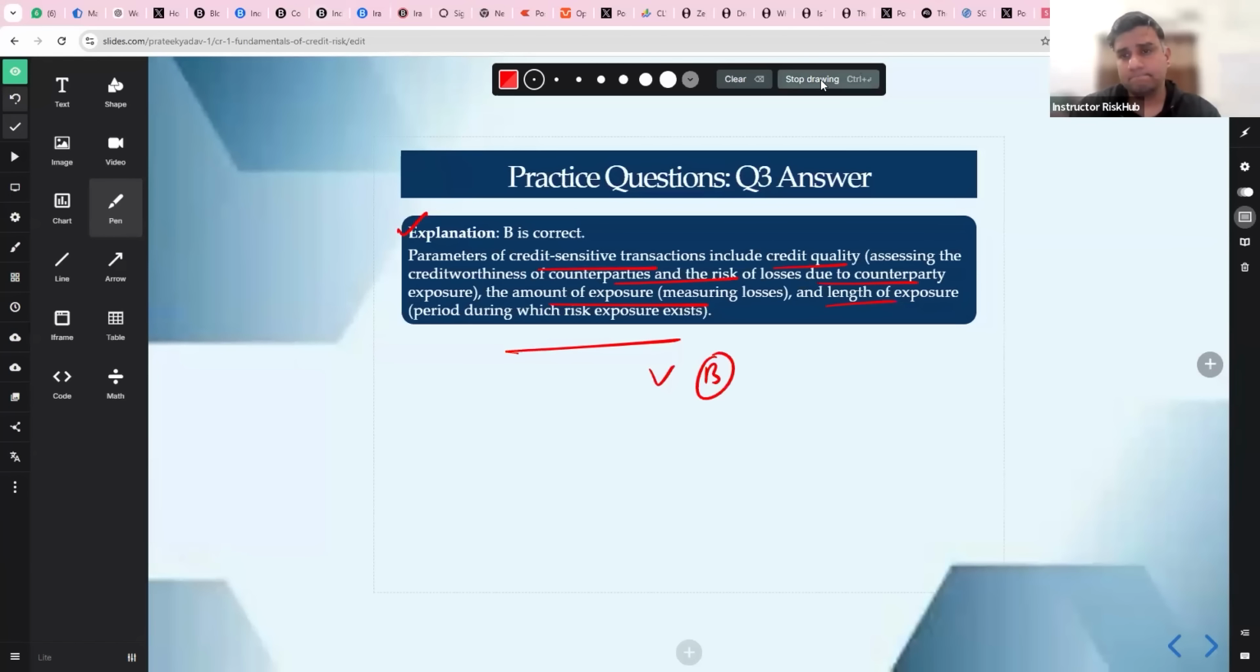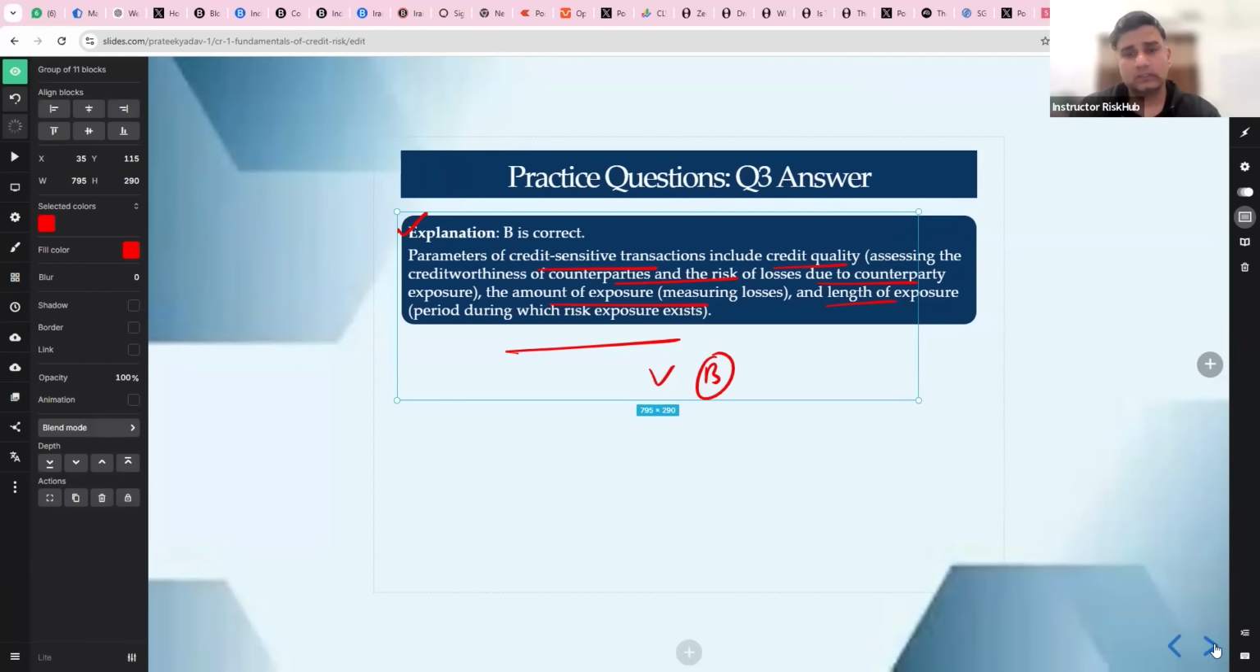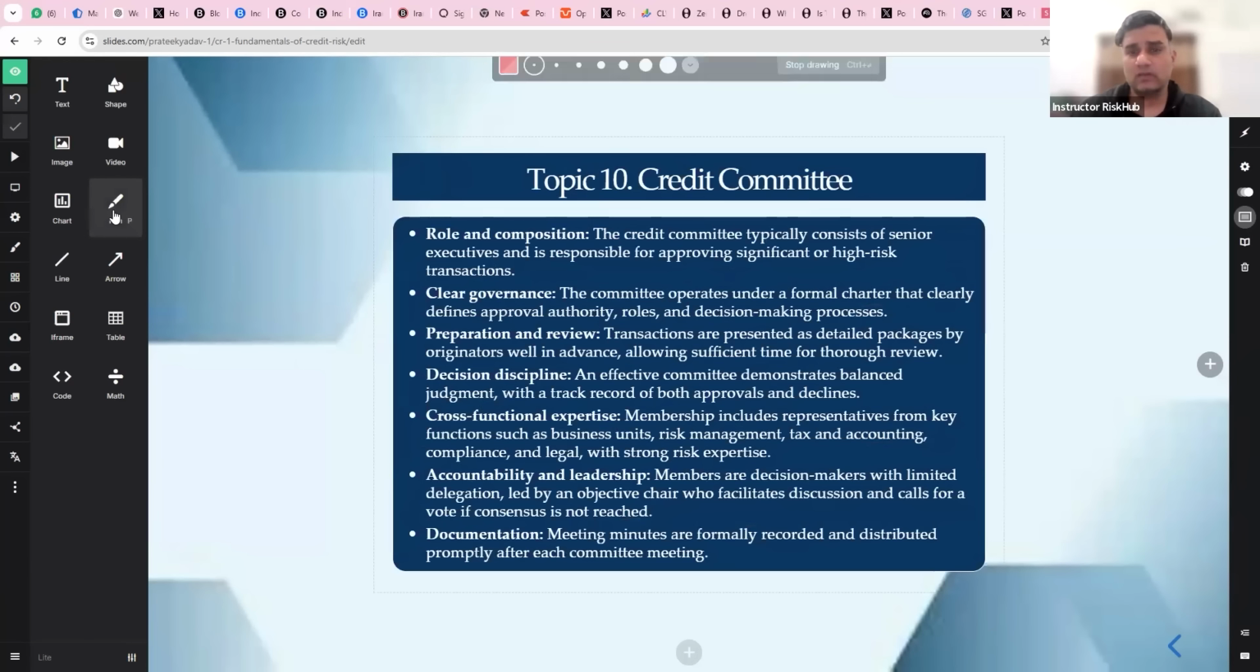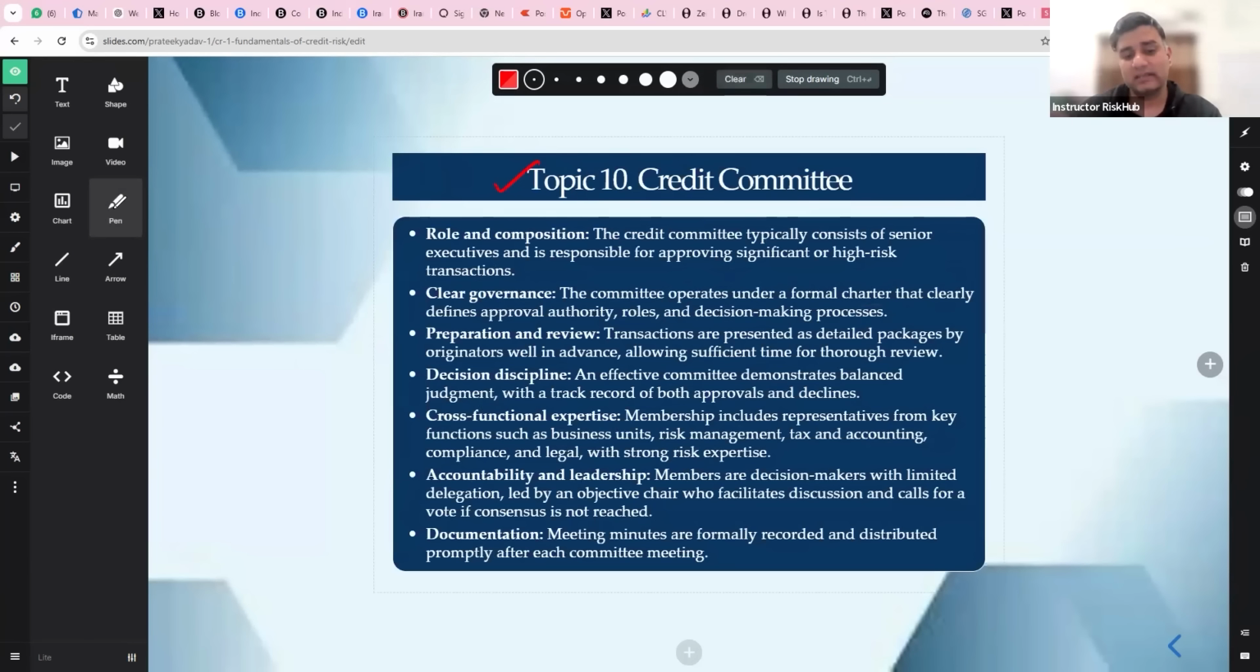Okay. All right. Then if you look at the next part, which is the credit committee. The last thing in this chapter is that we have reached the final governance layer. The credit committee is where significant risk decisions are made collectively. You look at the role and composition: senior executives. Why senior? Because high-risk deals impact your capital, and decisions affect your firm's survival.